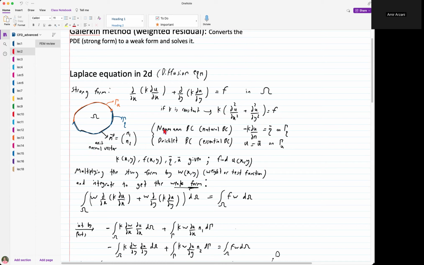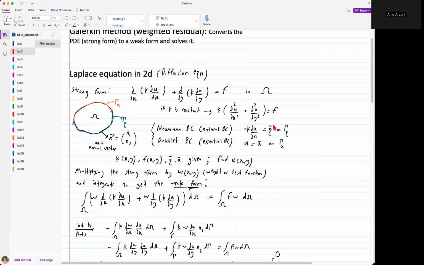Now, this equation in the most general case can come with two types of boundary condition. The first is what we call the Neumann boundary condition, also known as the natural boundary condition. This could be imposed on parts of the boundary. In this case, gamma q is the part of the boundary that comes with a Neumann boundary condition, and this is defined as a flux. So the flux of the quantity that you're trying to solve is given by some q bar value, which is known.